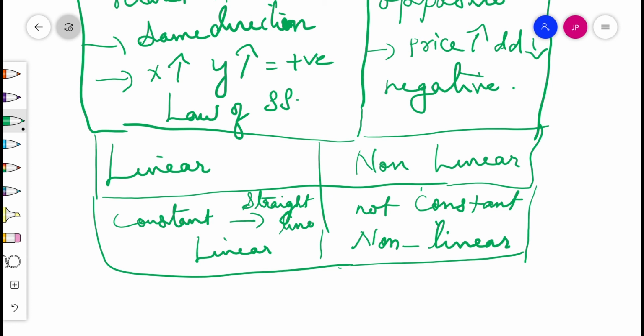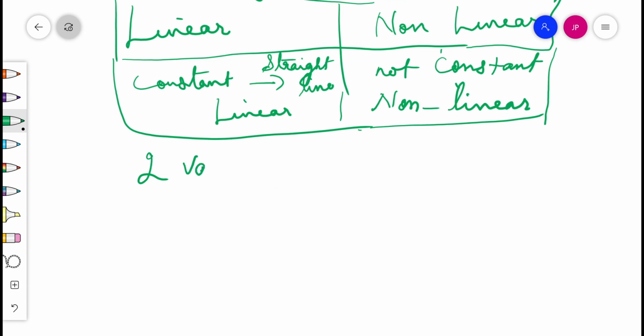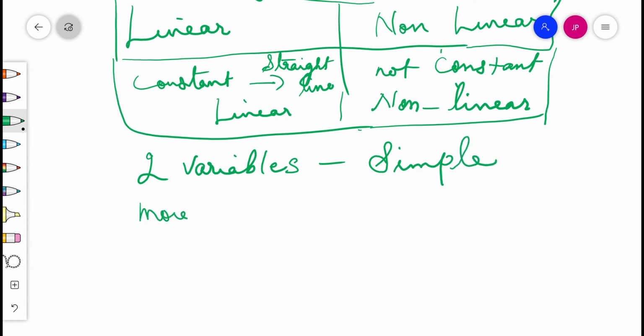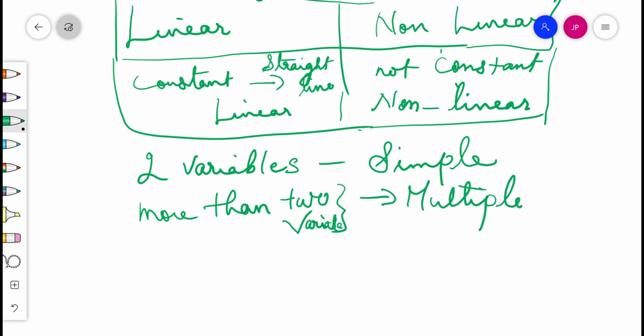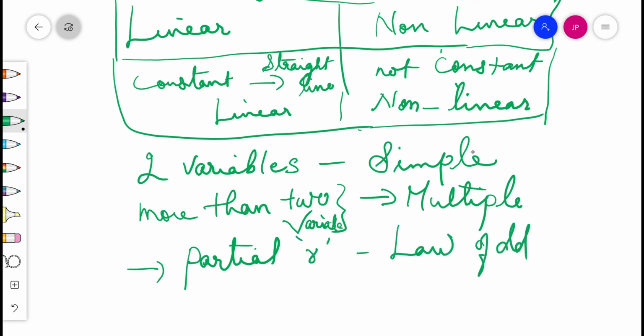When only two variables are studied to determine correlation, it's called simple correlation. Only two variables coming, it's simple. Anyhow, two variables are needed. More than two variables, it becomes multiple correlation. When correlation of only two variables is studied, keeping other variables constant, that is partial correlation. That's what we have learned in law of demand and law of supply. Other factors remaining constant, only two variables, price and quantity demanded, or price and quantity supplied.